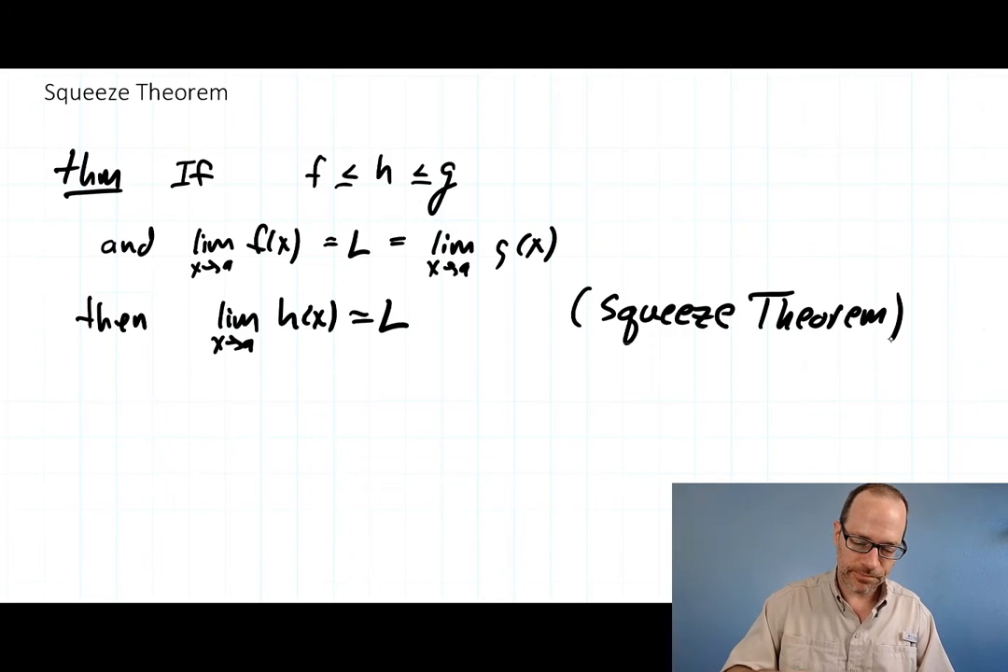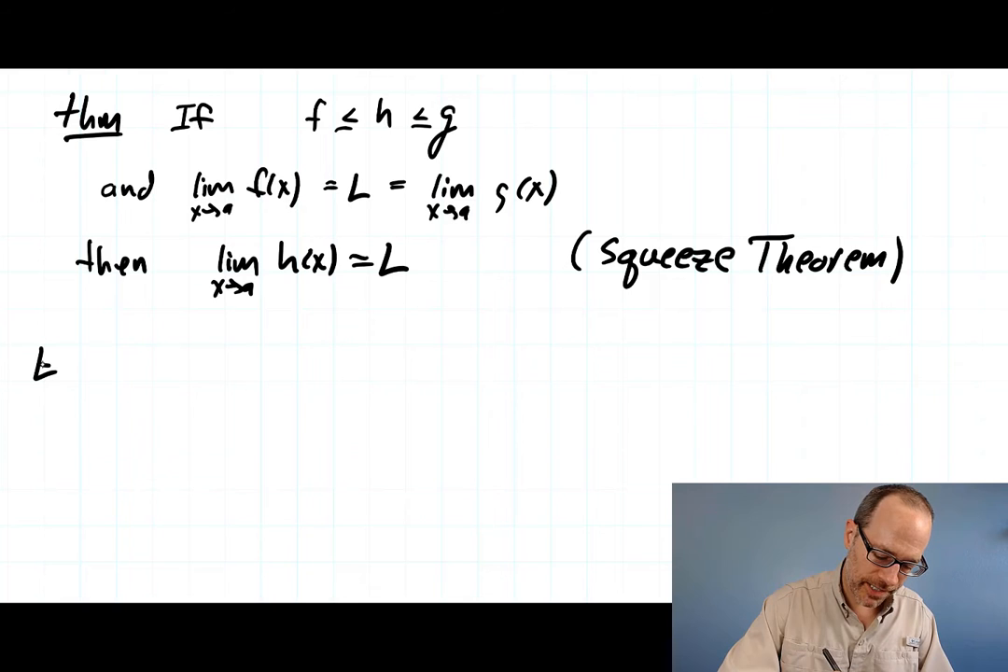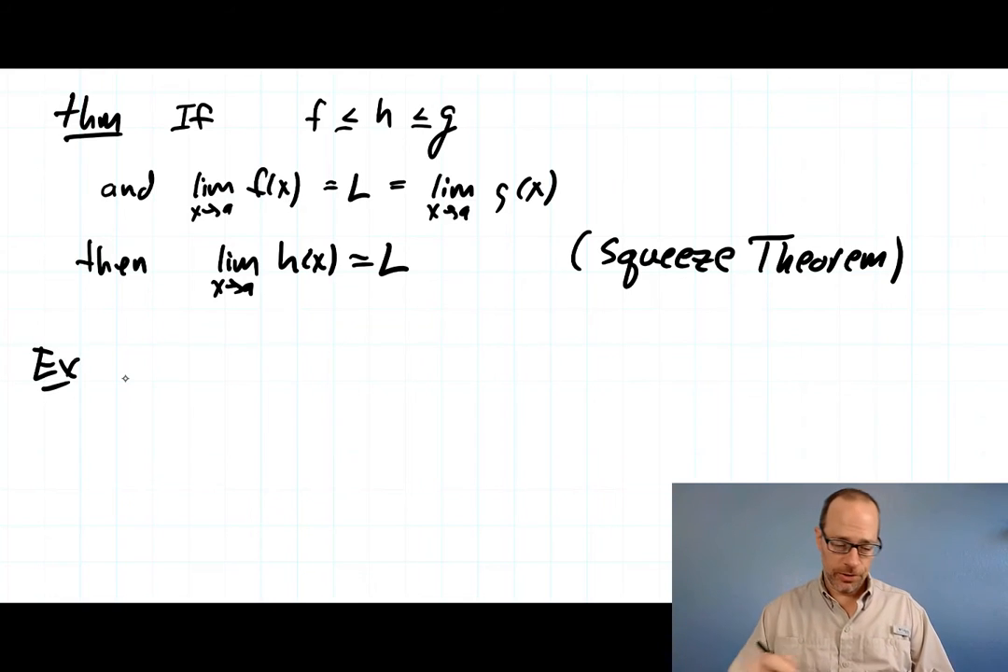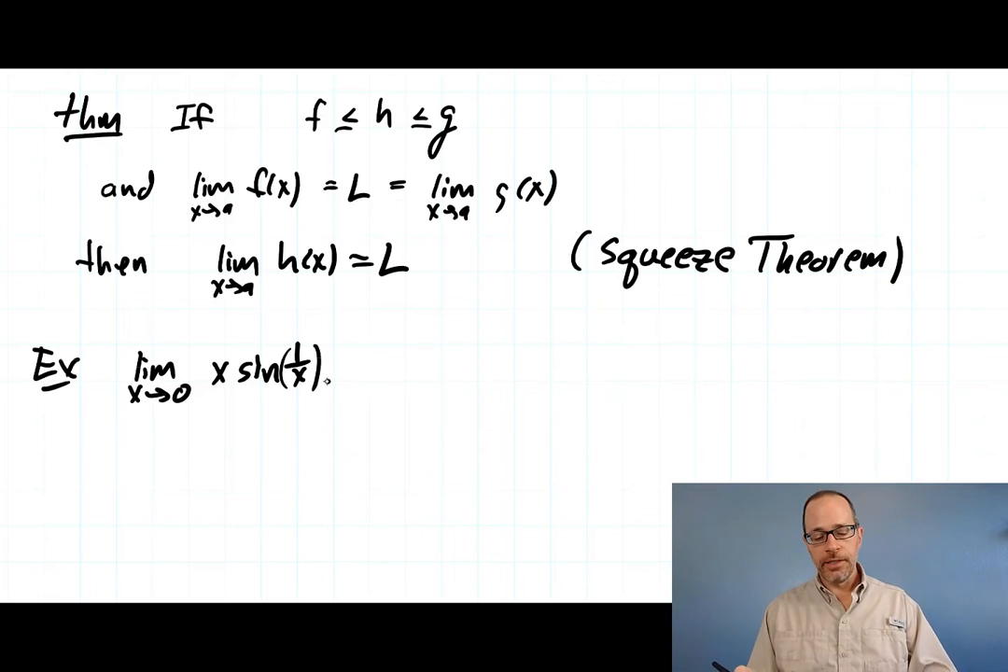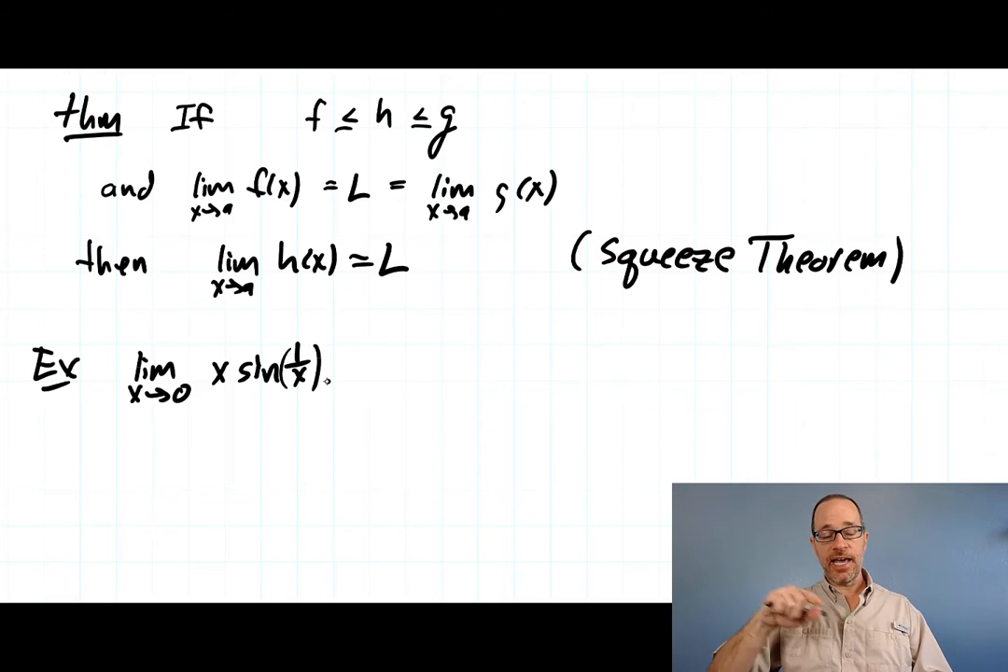All right, let's do an example with it. So let's look at the limit as x goes to 0 of x sine of 1 over x. All right, we understand x, no problem, straight line. But the sine of 1 over x is kind of tricky because as x is heading to 0, 1 over x is heading off to infinity.